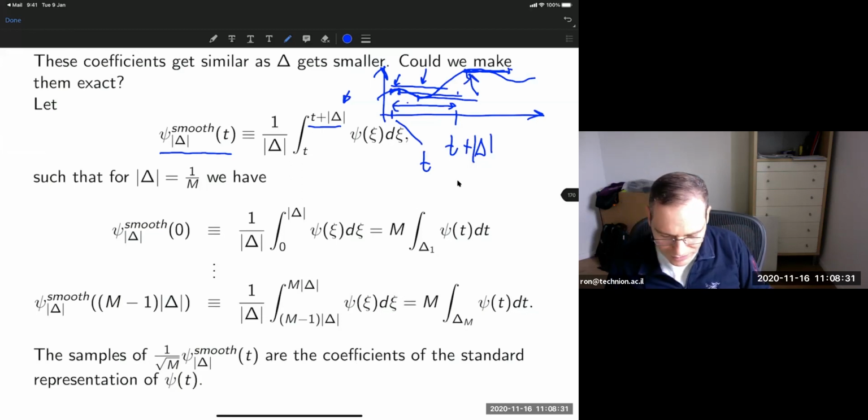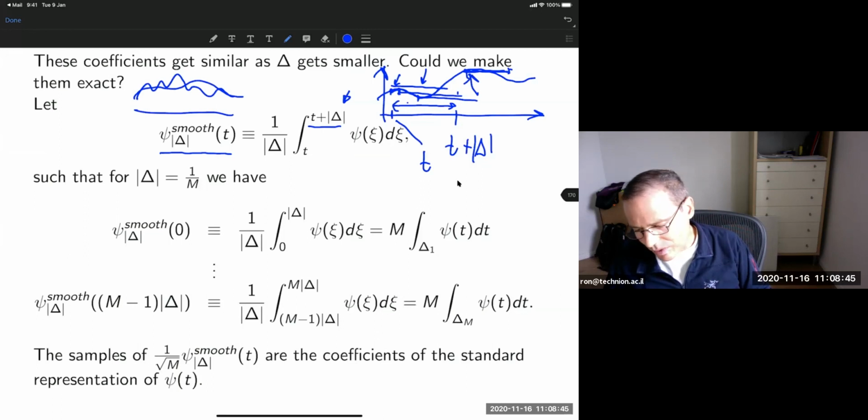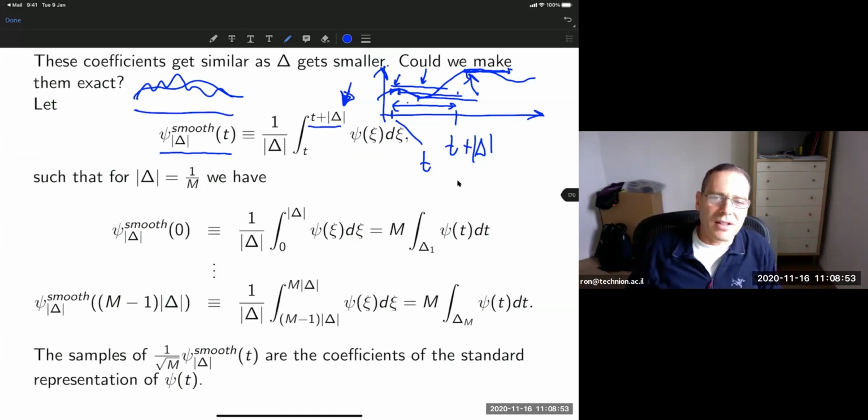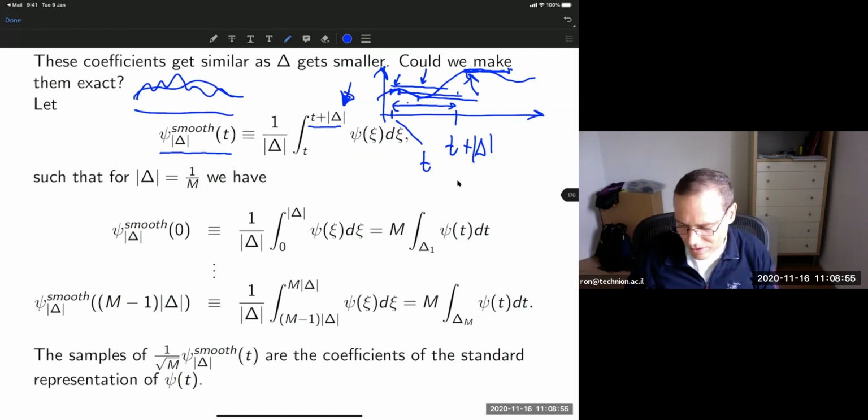Now, if I started from a function that looks like that and my interval is large, I would get a smoother version of this function. So we can relate to this operation as a smoothing operator. Integrating is in a sense averaging, and what we are doing is smoothing the signal. What happens when delta goes to zero?